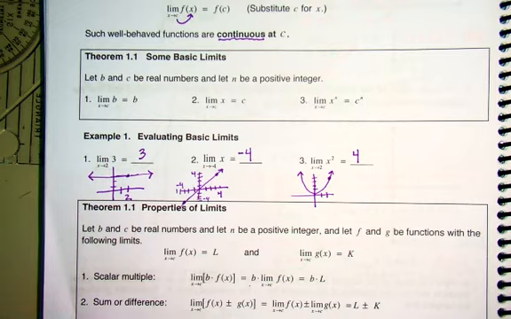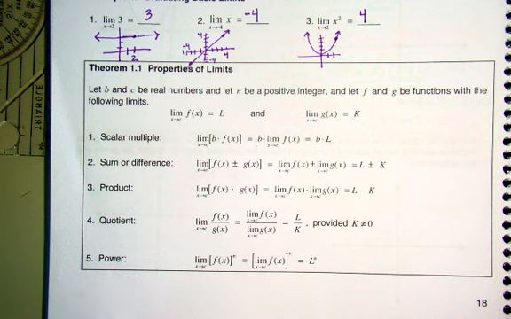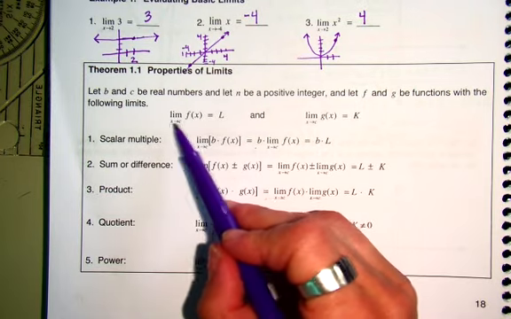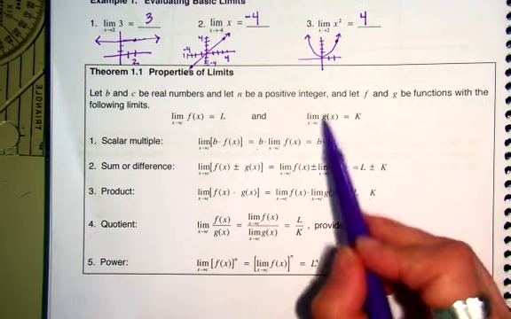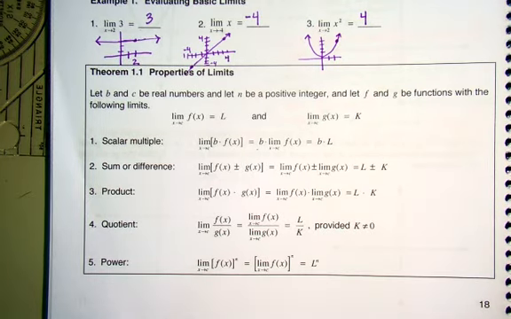All right, properties of limits basically say, and you can read this whole chart down here, let b and c be real numbers, let n be a positive integer, and let f and g be functions with the following limits. So the limit for f is L, and the limit for g is k. What it's talking about here is that scalar multiplying by just a number, adding the two together, multiplying the two together, dividing the two, raising one to a power, you are going to be able to do all of these functions across the limit as well, right?